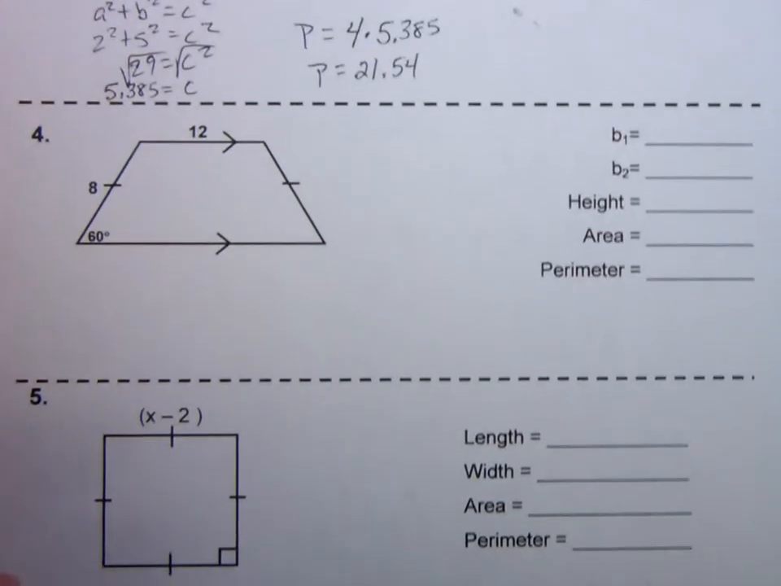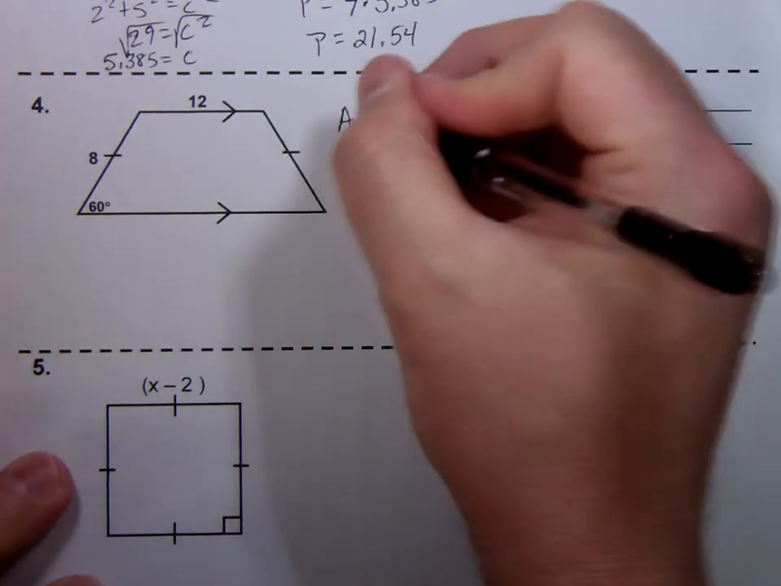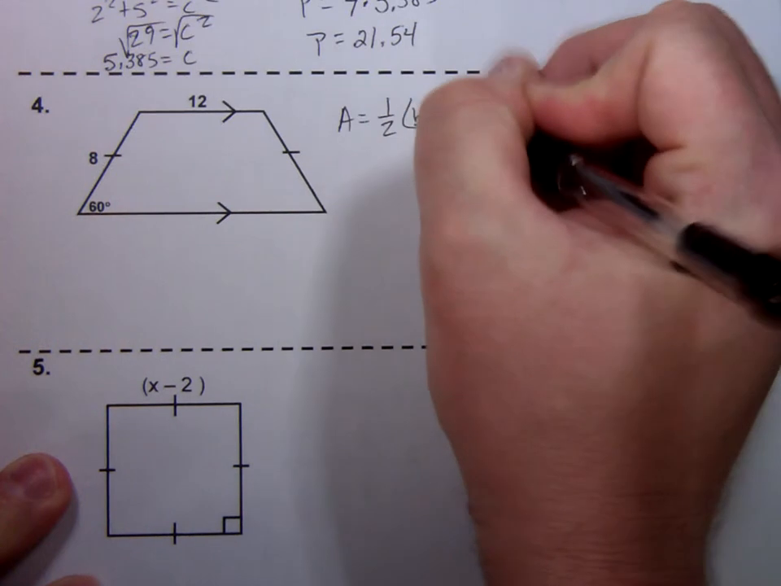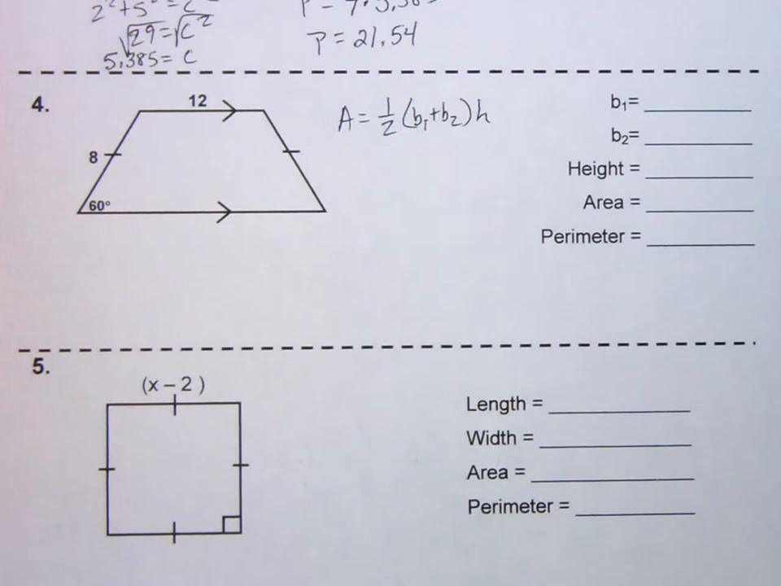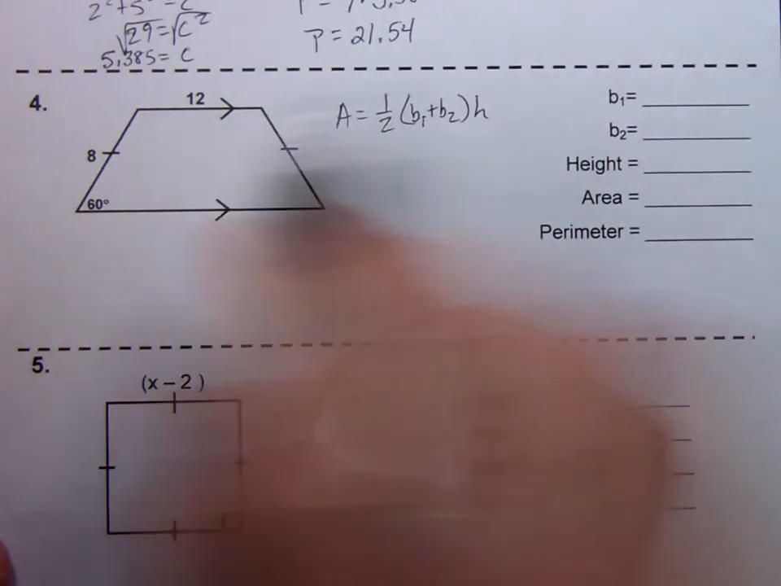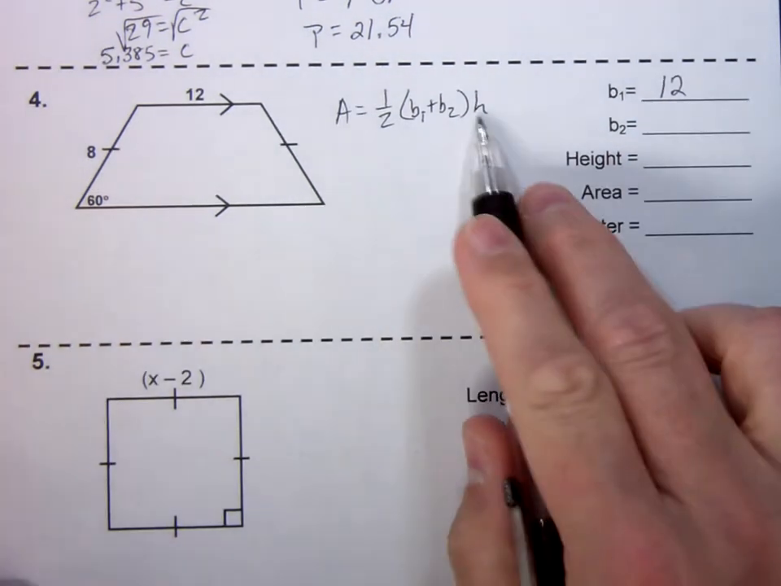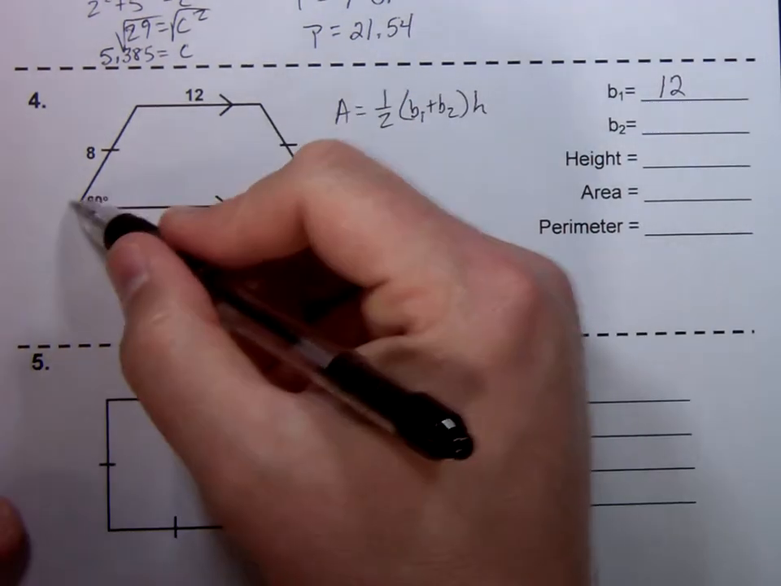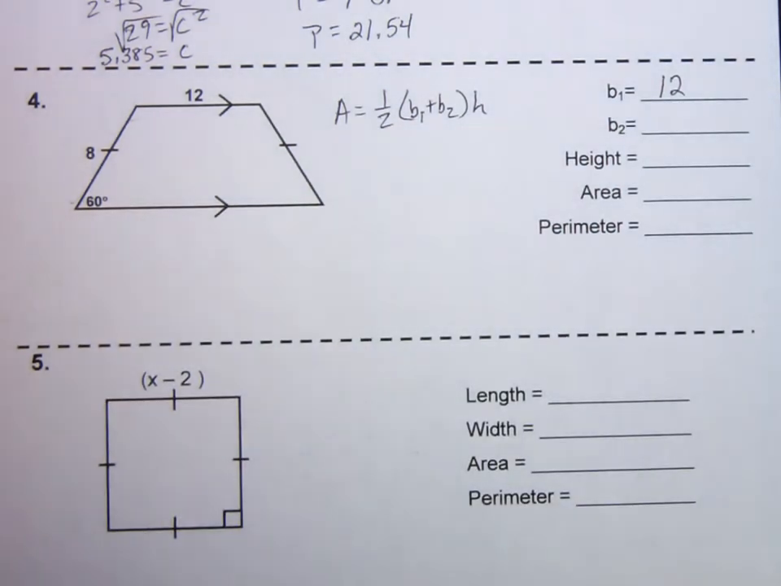We have a trapezoid on the next example. Remember, for area of a trapezoid, the formula is 1/2 times the sum of the bases times the height. Now remember, in a trapezoid, the bases are parallel to each other. So these 2 sides are the bases. We know one base is 12, but we don't know what the other base is yet. We also don't know the height. Remember, height has to be perpendicular to the base, and this does not create a right angle with either one of these bases. It is not perpendicular to the base, so it is not the height.